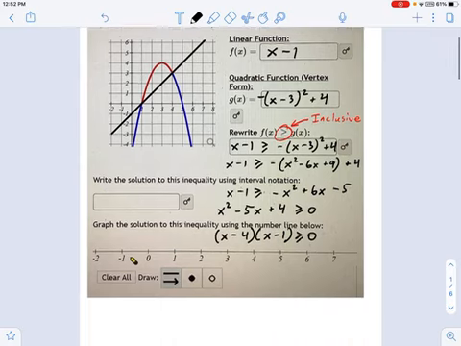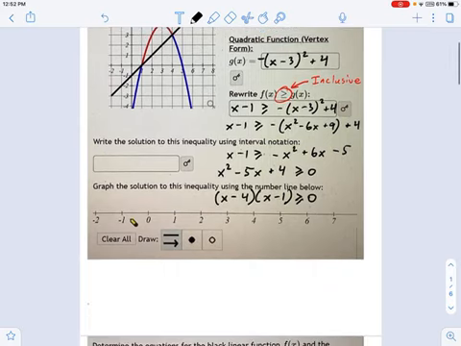Now, in class, we went over building a sign table. And the way a sign table works is it's very easy. You just build a table like this. And you put your x-intercepts down here. And my x-intercepts are 1 and 4. And now you put your factors over here.